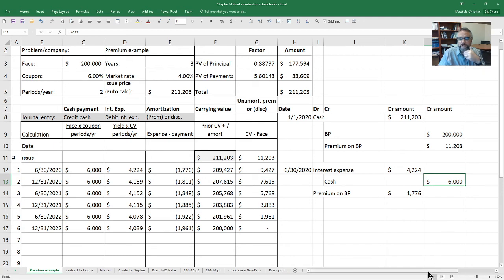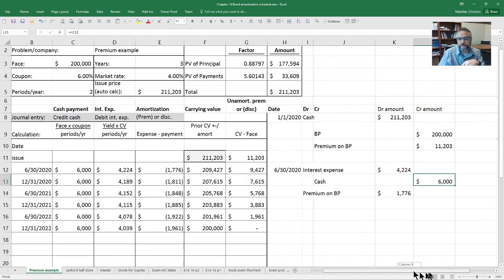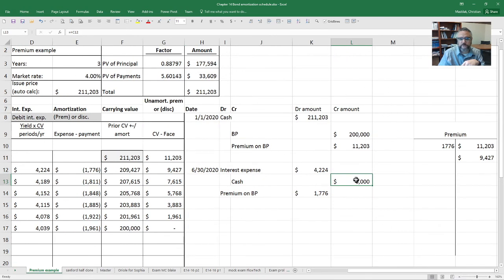All right, so that makes sense. That's what we're trying to achieve with our effective rate of interest, right? 4% of this beginning balance is our interest expense. And our cash payments are contractual. We have to make those. And so this premium reduces the interest expense.